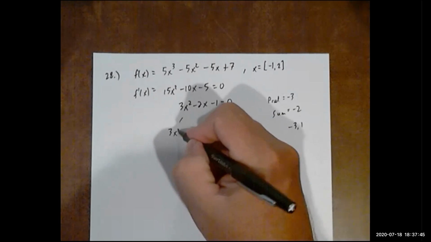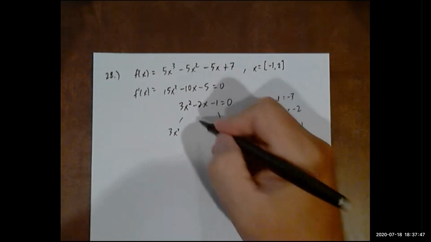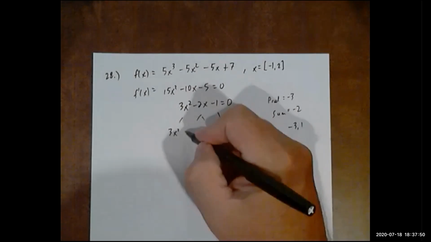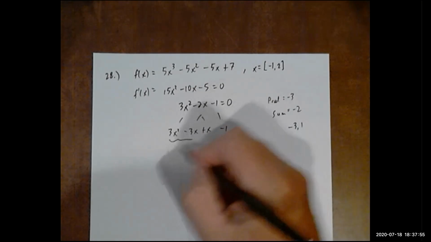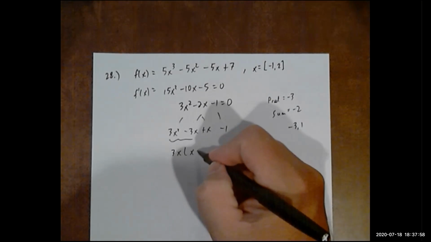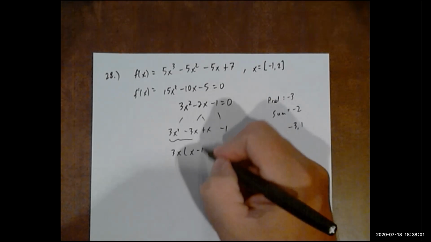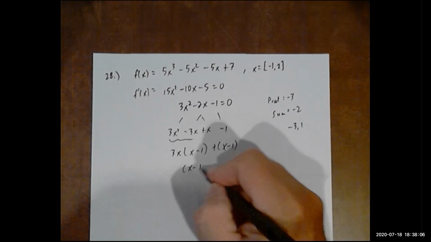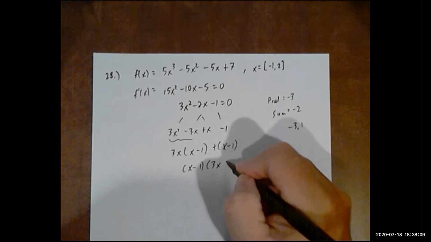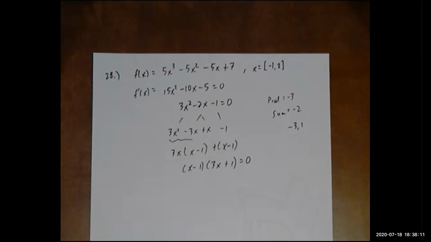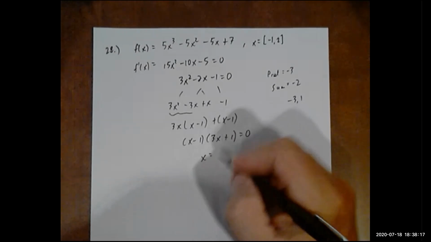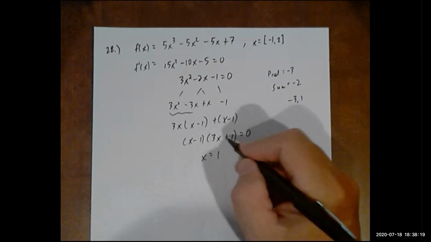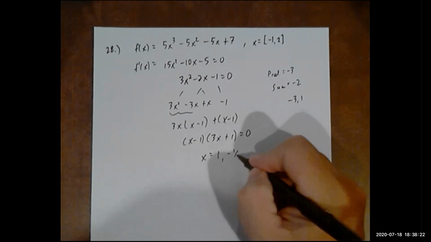So the way I do these, I bring down the first and last terms, and I split the middle up into -3x plus x. Factor out a 3x from the first two, and the x minus 1's factor out into 3x plus 1. So there it's factored. Now to solve it, I look at each parenthesis. The solution for the first parenthesis is 1. This one is -1/3.